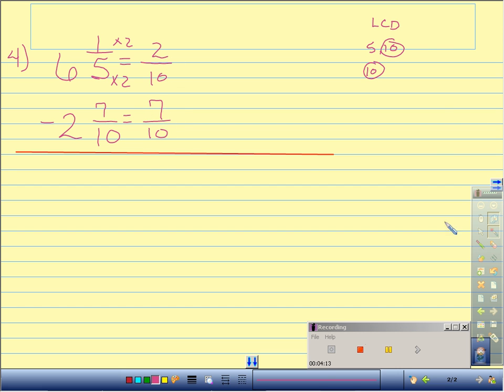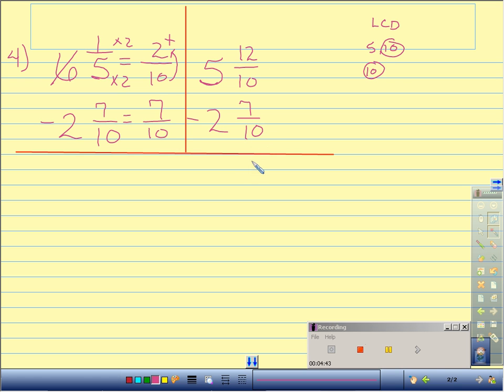2 minus 7 creates our problem. We can't take 7 away from 2. So here's where we borrow. We'll rewrite the problem. The 6 now becomes a 5. This is where we add the denominator to the numerator for our new numerator. 10 plus 2 is 12 over 10. Now we can subtract 2 and 7/10.